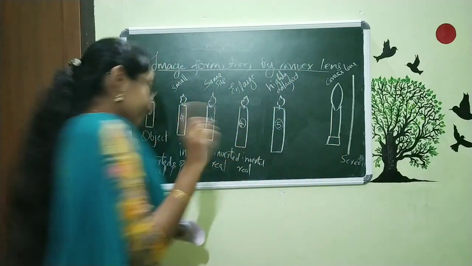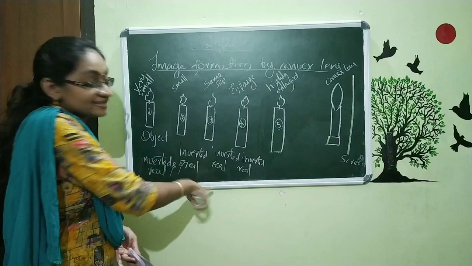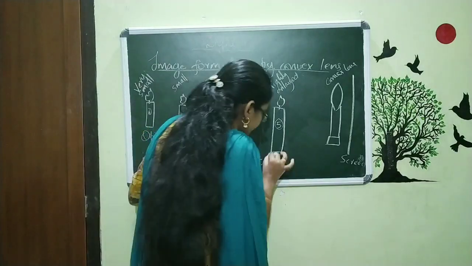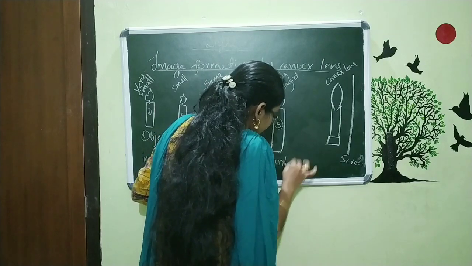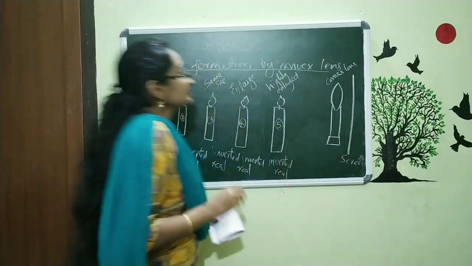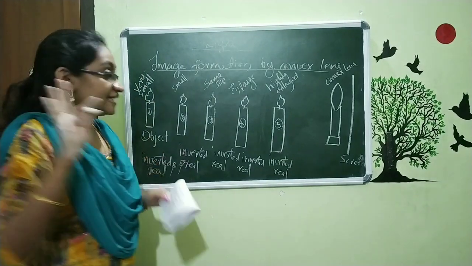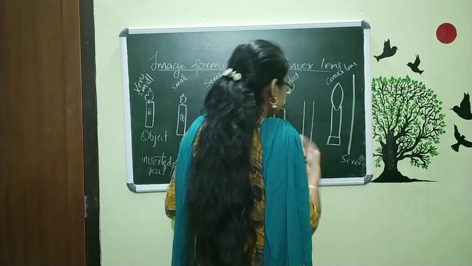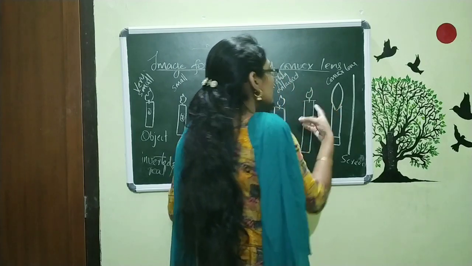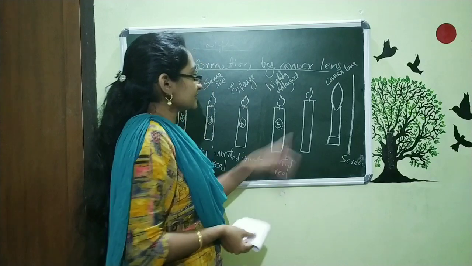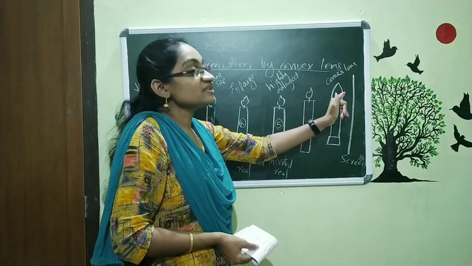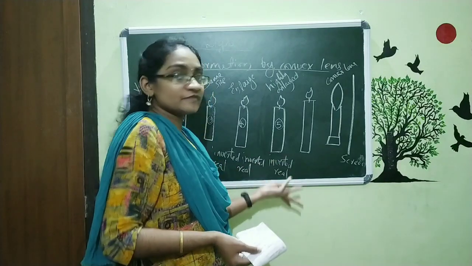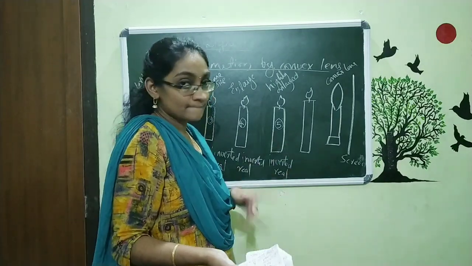Highly enlarged. Here also the characteristics or behavior of the image is the same. It is inverted and real. Inverted and real. And the final case, that means when we are placing our candle very close to our lens. Now we are reaching very close to our lens. Now what happens? Is it the same, inverted and real?